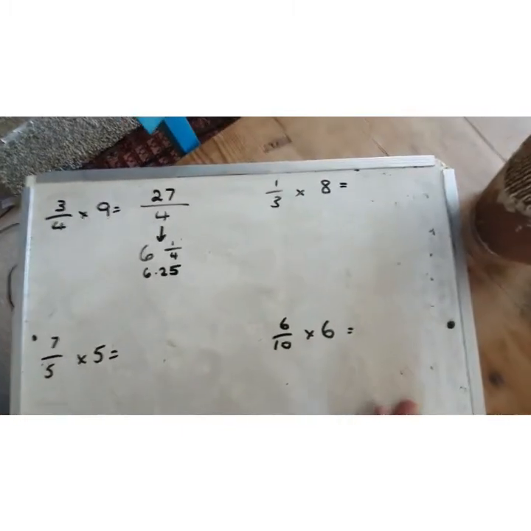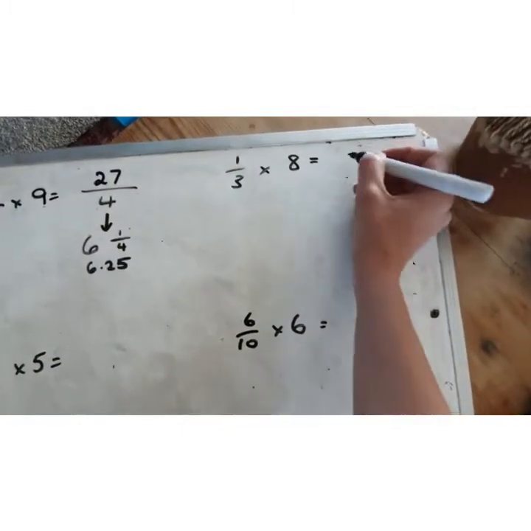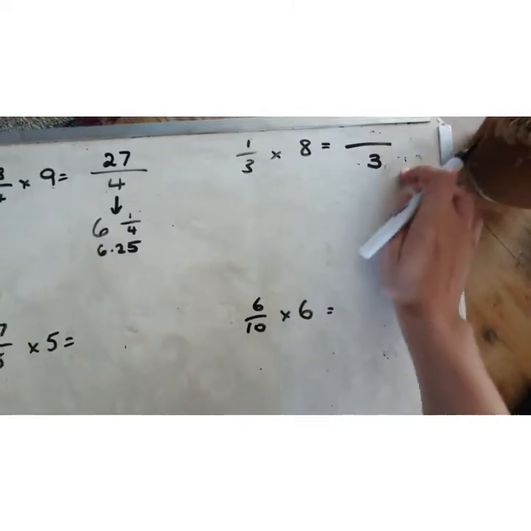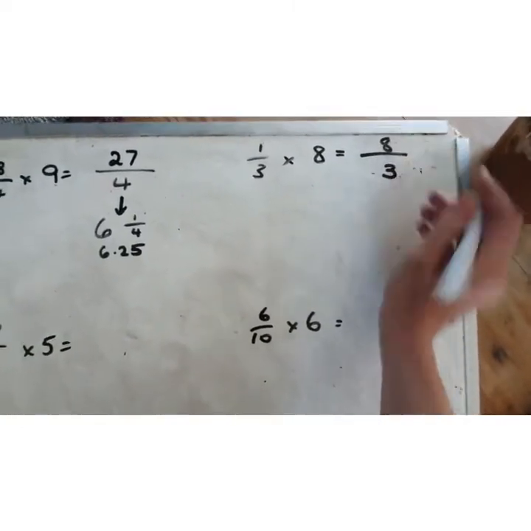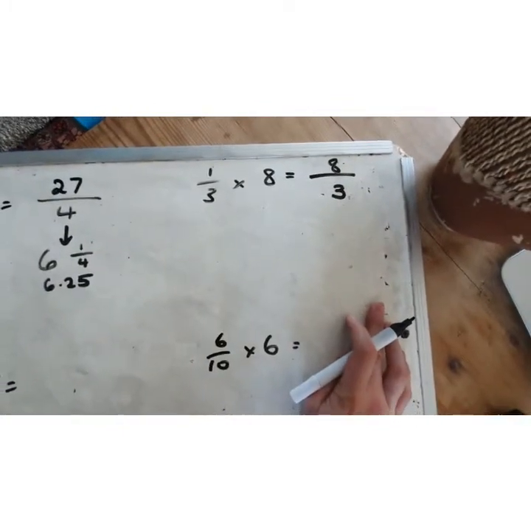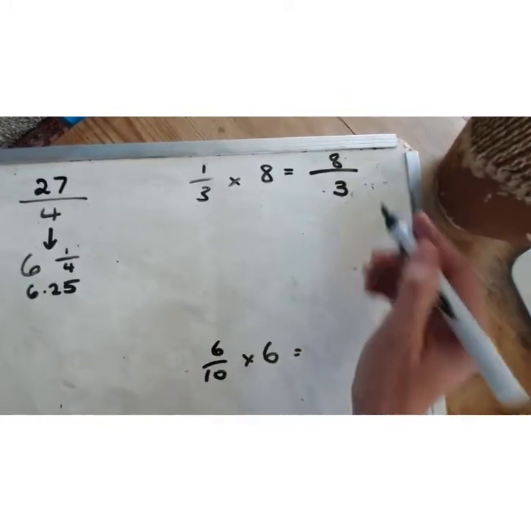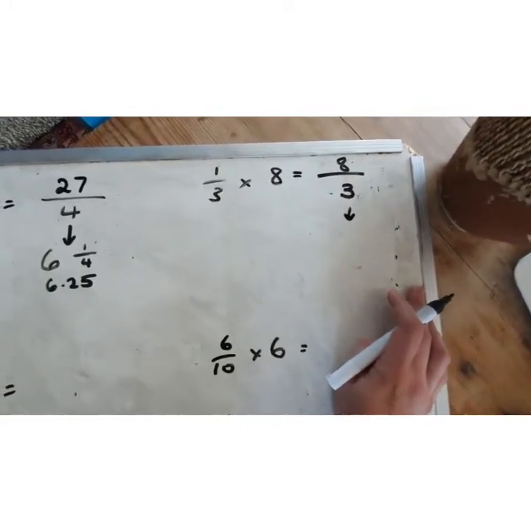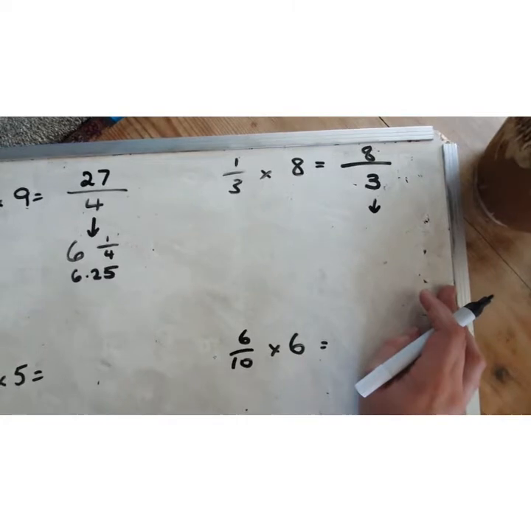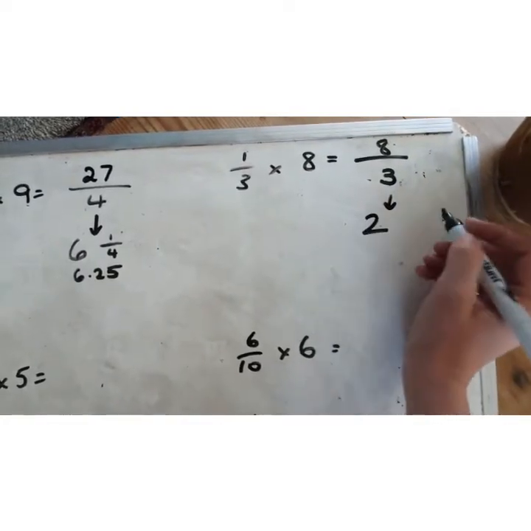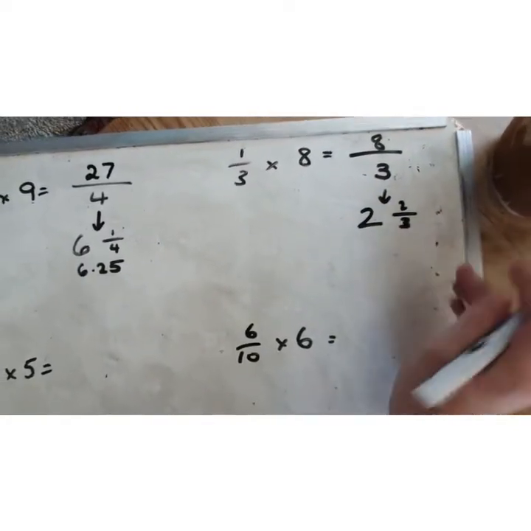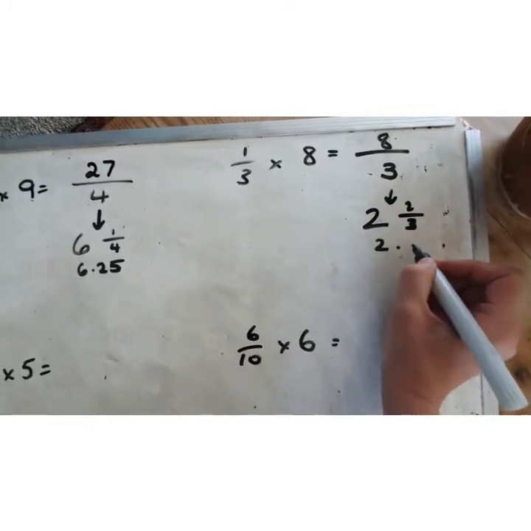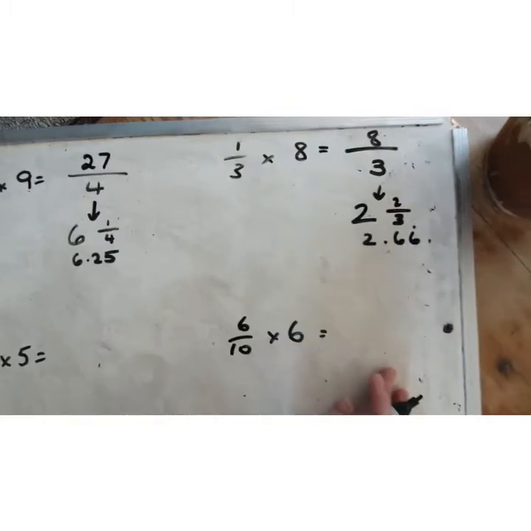Okay, next one, 1/3 times 8. Our denominator stays the same. We have 1/3 8 times, which means we have 1 times 8, which is 8. So we have the answer of 8/3. That is correct. If you have extended that further, well done. We have 8 divided by 3. 3, 6, which is 2, and there's 2/3 left over. And the decimal equivalent is 2.66 recurring.